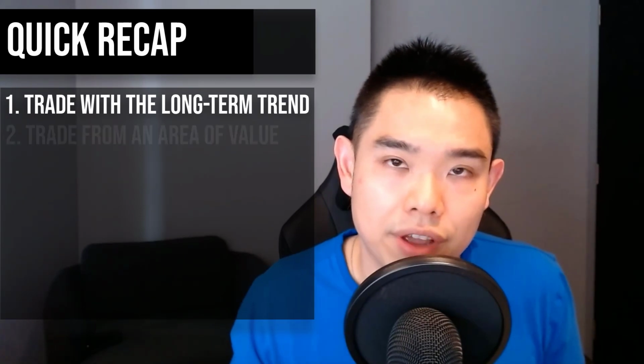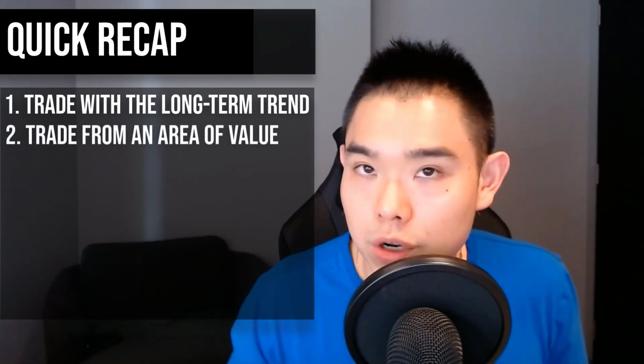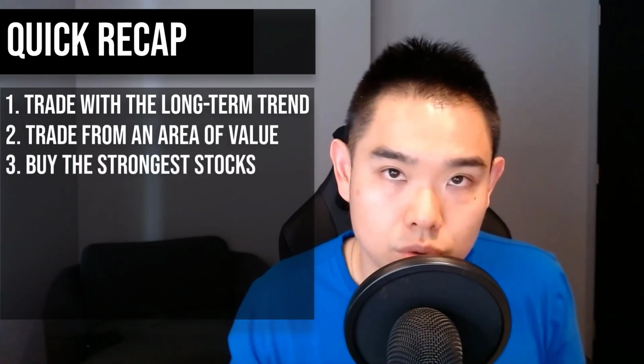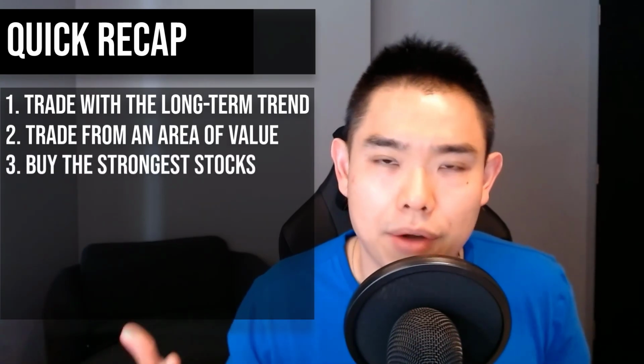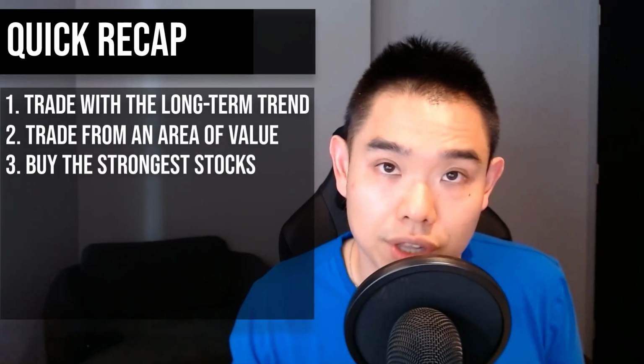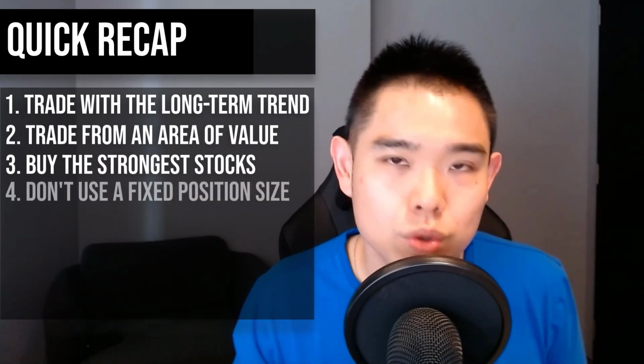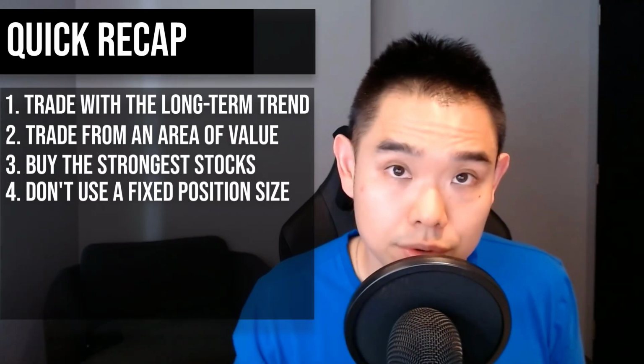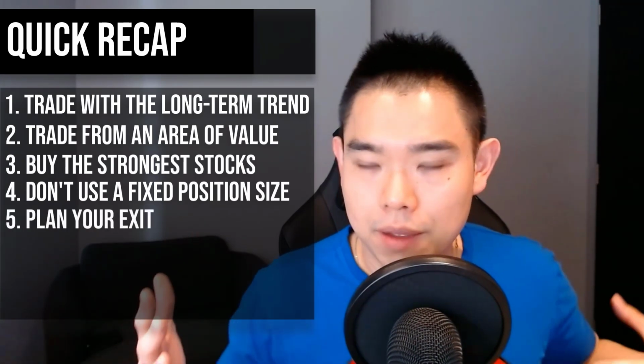Number 2, trade from an area of value. Could be things like support, swing low, moving average, trend line. Number 3, buy the strongest stocks out there. If you have too many stocks to choose from, you can buy the strongest stocks by ranking them according to their rate of change over the last 50 weeks. Number 4, don't use fixed position size, because different stocks have different volatility and different value to it. Number 5, plan for your exit.